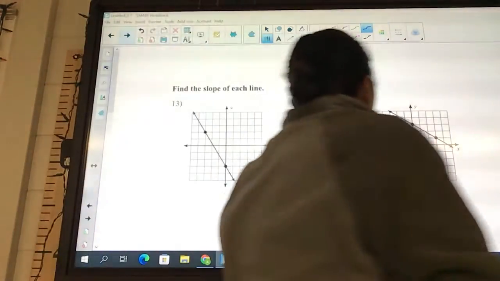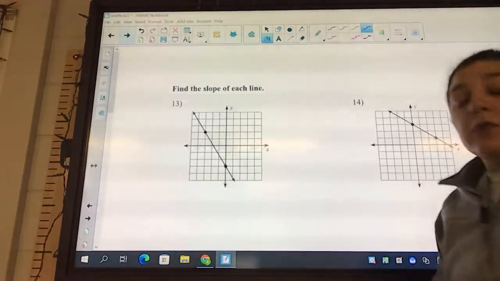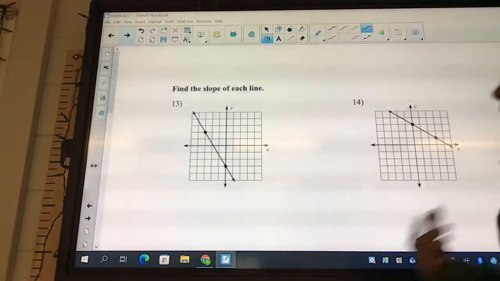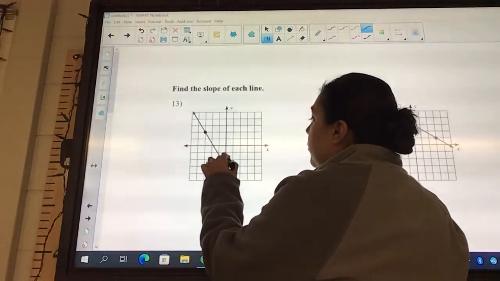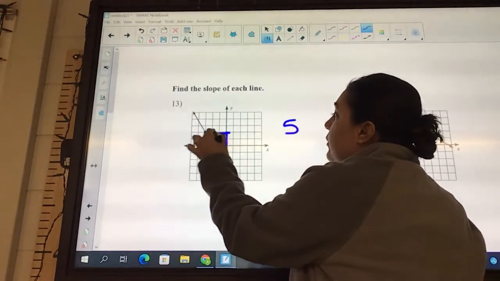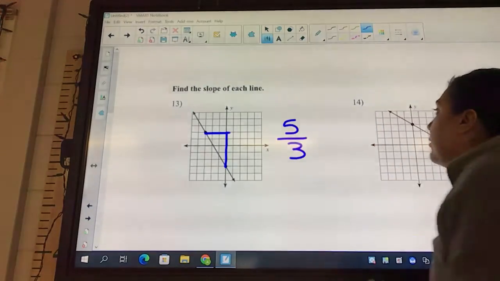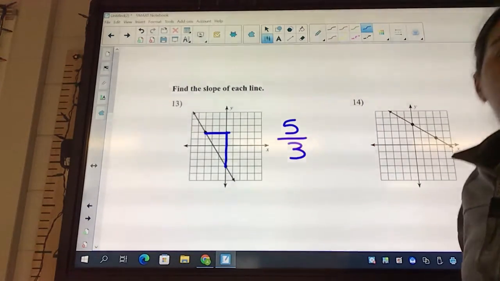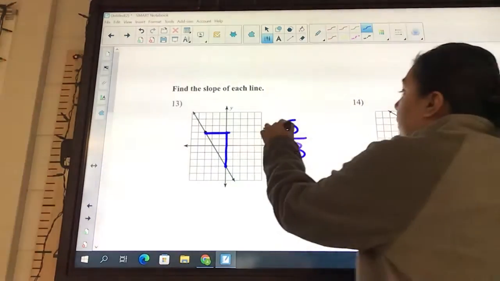Okay, find the slope of the line. So slope, same thing. We do our rise over our run, and we count from the bottom to the top. So we rise 1, 2, 3, 4, 5, and we run 1, 2, 3. Is this a positive or negative line? Okay, it's going to be negative.